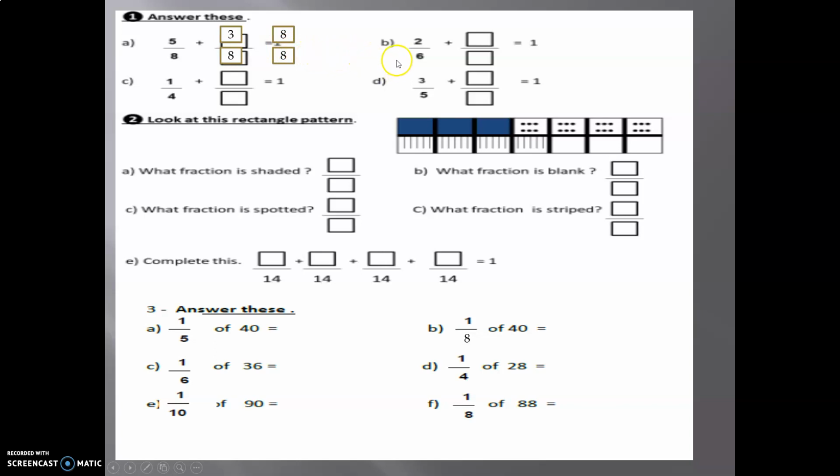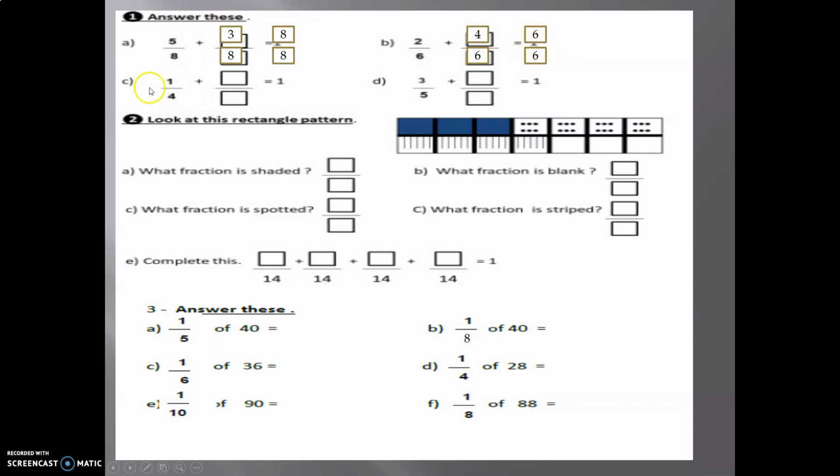Okay, let's go to number B. 2/6 plus what gives you 1? To make it easier for ourselves, we know that 6/6 makes 1. If we put 6/6 instead of 1, we can see that we have a common denominator. So the missing denominator here will be 6. 2 plus what makes 6? 4. So 2/6 plus 4/6 equals 6/6 or 1.